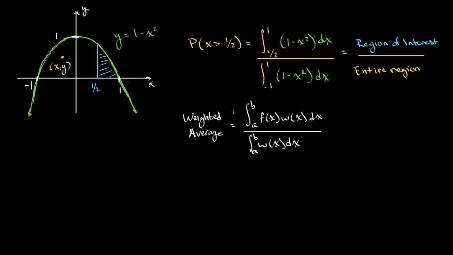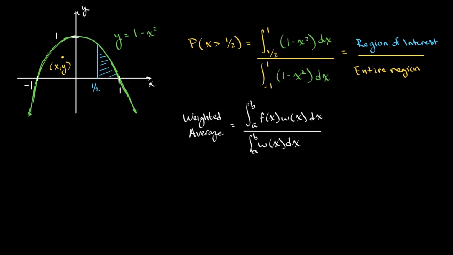But when you look at what we first learned about when we introduced a weighted average, these integrals in the numerator and the denominator have the same limits of integration. But notice, our probability calculation doesn't have that. So what's going on here? How can we still claim that this probability calculation is a weighted average?